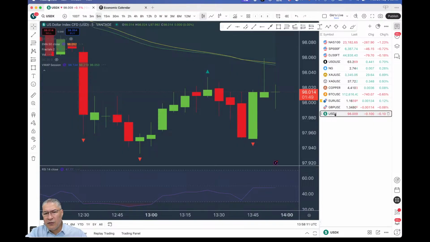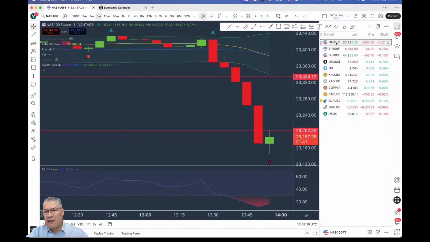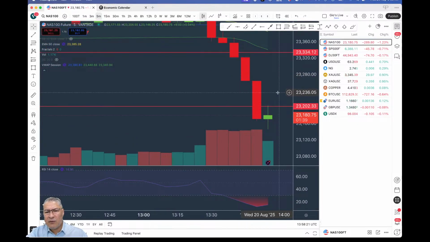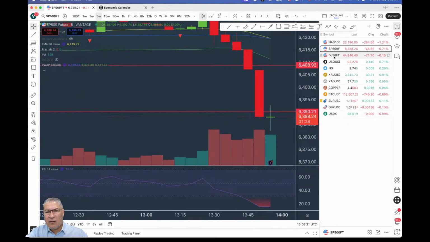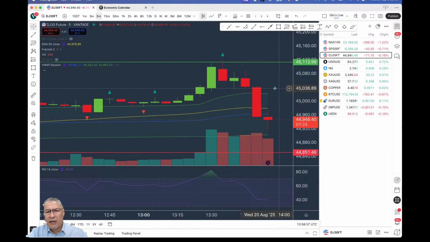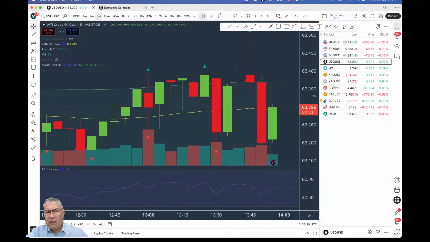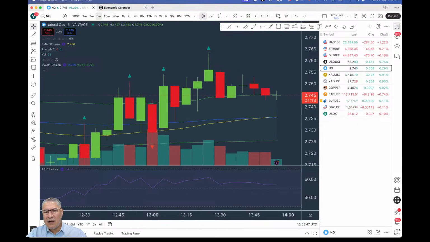VWAP. US dollar index. We want this puppy to drop more, just make another drop. And the indexes seem to have been able to sustain themselves. I'm looking for this to continue anyhow during the day. S&P, Dow should catch up with its peers. Crude oil, and then we have nat gas that is just lingering.